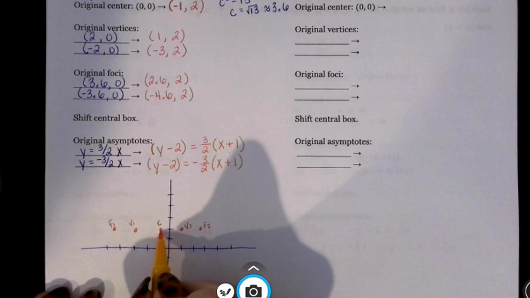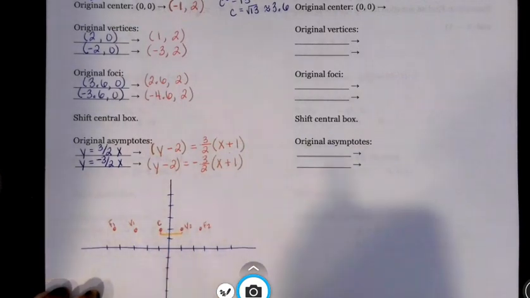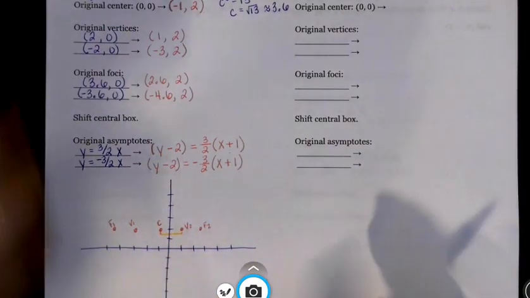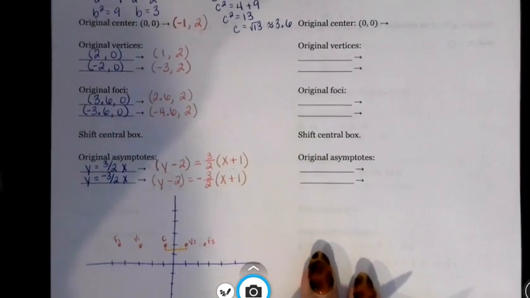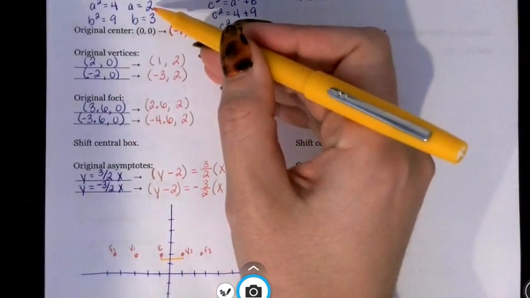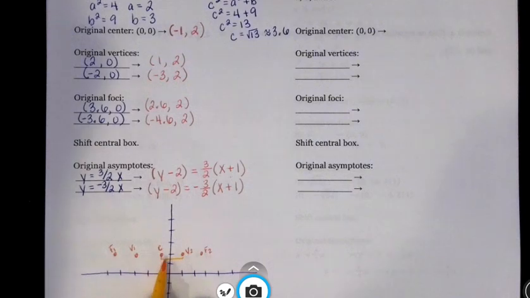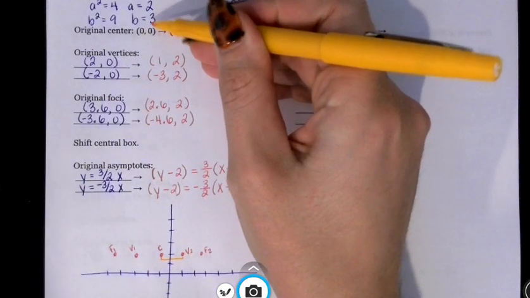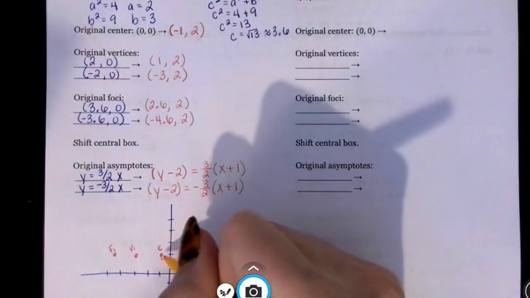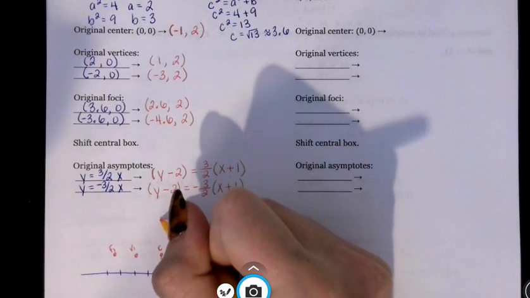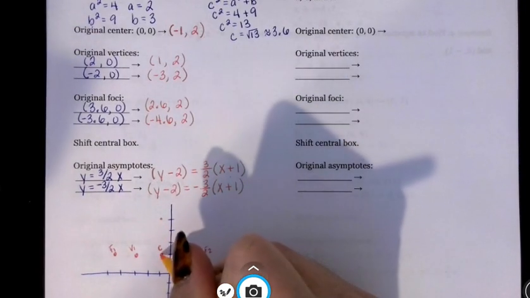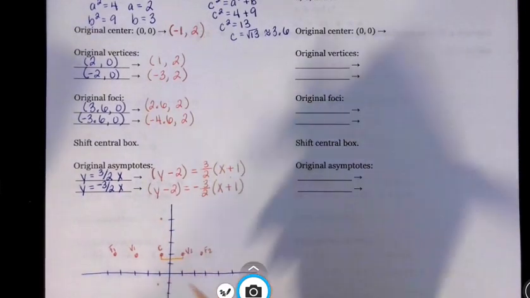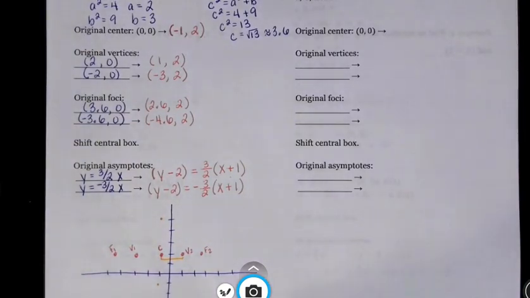So this distance from my center out to my vertice is a distance of 2, because if I scoot back up here, we know that our a value was 2. So since I'm going horizontal 2, I have to go the opposite direction, so vertical, a distance of 3, since that is my b. So from my center, I'm going to go up 3 and put a little dot. And then I'm also going to go down 3 and put a dot. And then this will create my box.